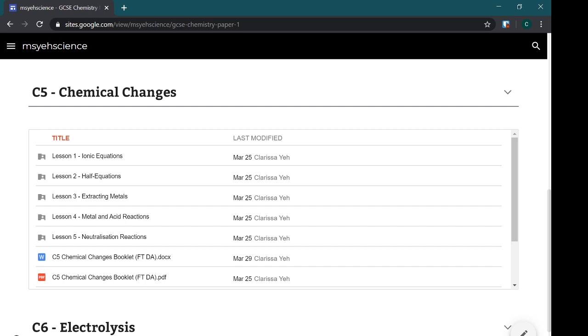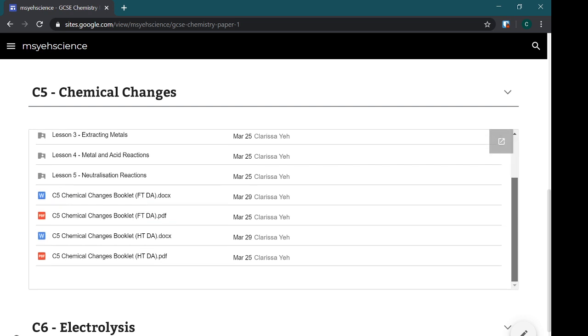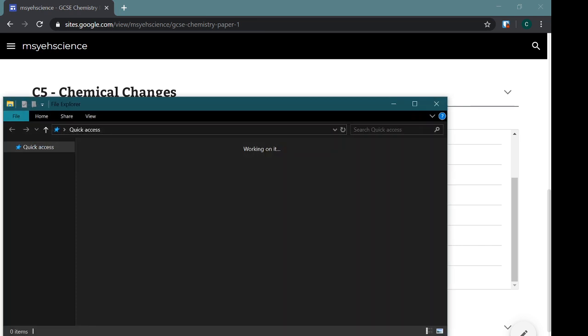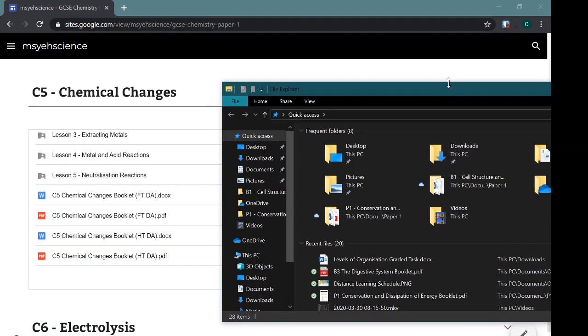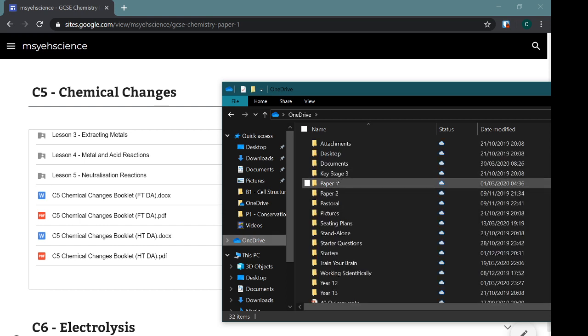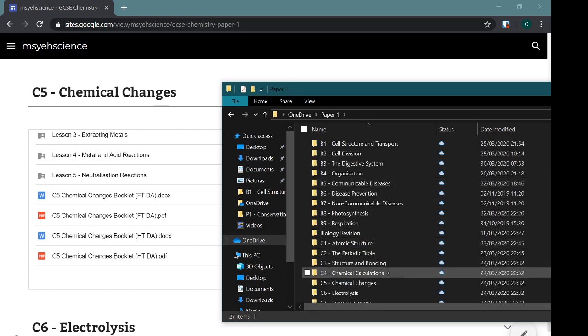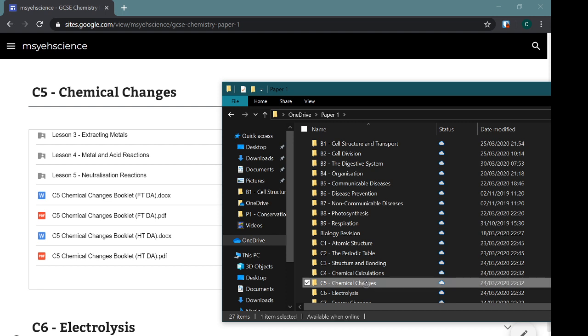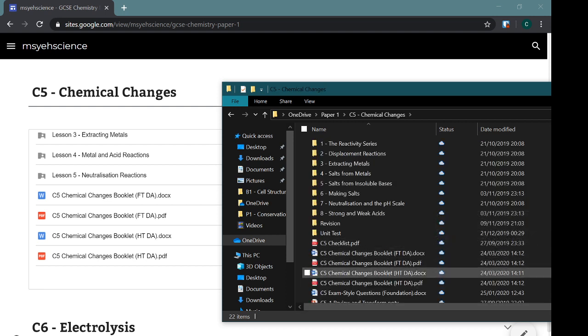But first, we're going to start off with opening up the higher tier booklet. Once again, there is going to be a Word document for you guys in case you want to type stuff in, but there's not really much note taking. It's mainly just practice in this topic. So let me just open up my version so I can write on it.